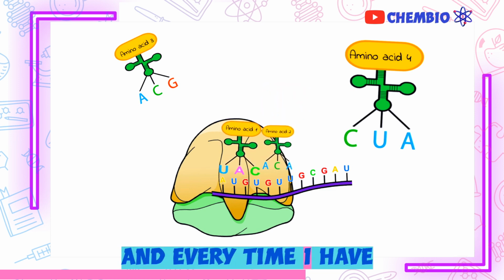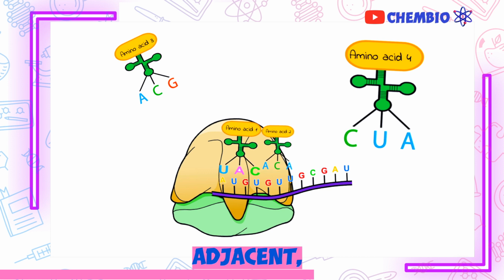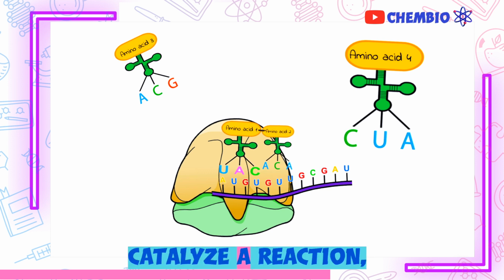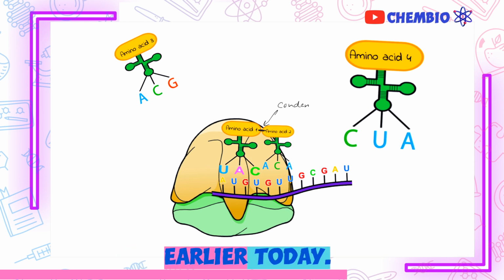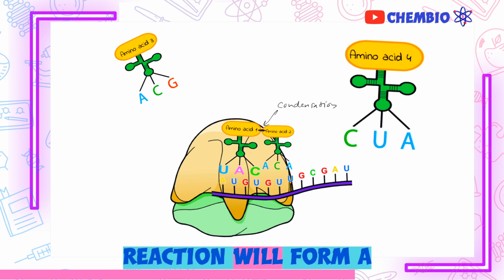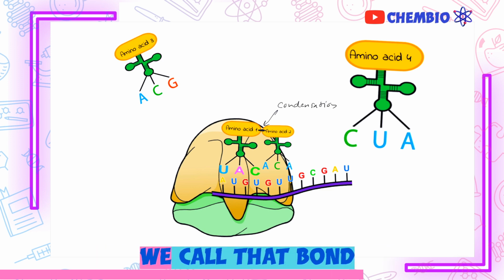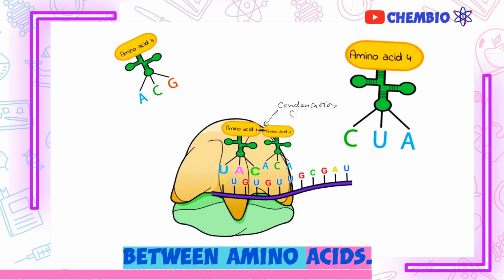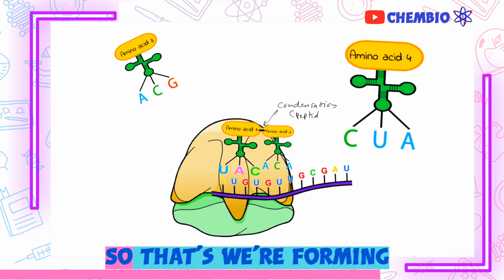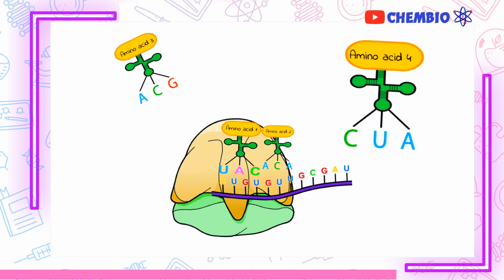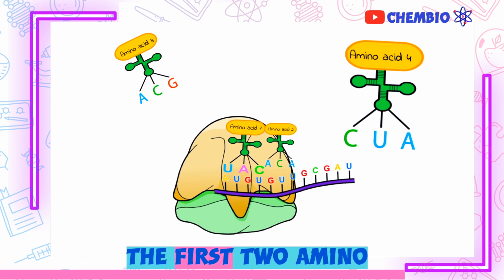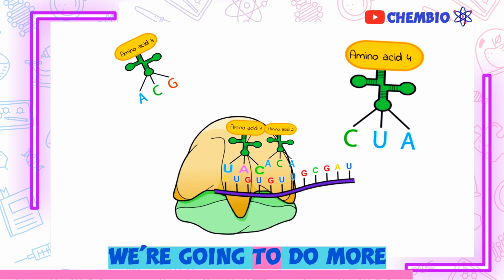And every time I have two amino acids adjacent, like this, what's going to happen? The ribosome will catalyze a condensation reaction again, same as the one we saw earlier today. And that condensation reaction will form a bond between amino acids. We call that bond between amino acids a peptide bond. So we're forming a peptide bond through a condensation reaction. All right. So now that we've joined the first two amino acids, we're going to do more of this.